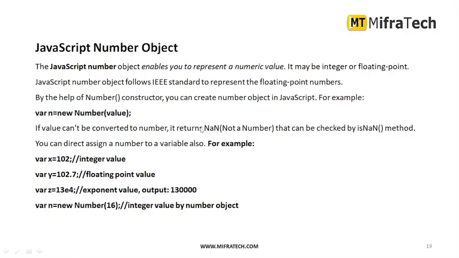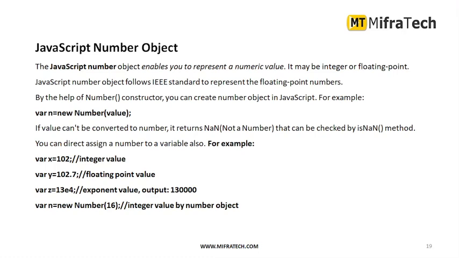And then the JavaScript Number object. The JavaScript Number object enables you to represent a numeric value. It may be an integer or a floating point. The JavaScript Number object follows the IEEE standard to represent floating point numbers. With the help of the Number constructor, you can create Number objects in JavaScript. Here is an example: variable n equals new Number, and the value.